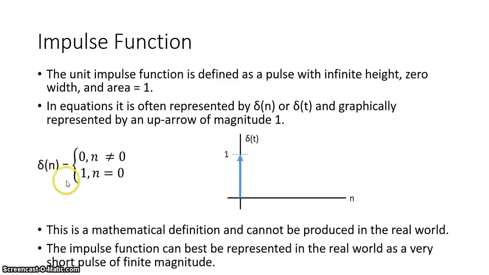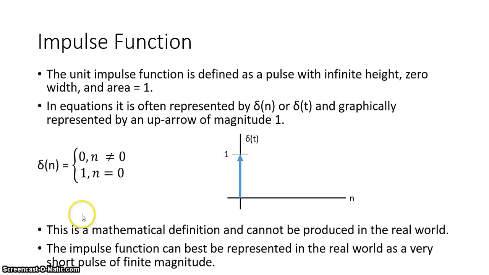So again, if we look at the equation mathematically, we have that delta function. In this case, we're talking about discrete time, so we have the delta function of n. What we're saying here is that when n is not equal to 0, the value of the delta function is 0. And when n is equal to 0, then the delta function is equal to 1. Graphically, we have an arrow pointing upward with a magnitude of 1, and that's how we represent the delta function graphically.